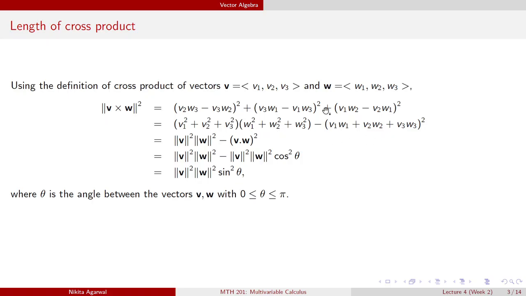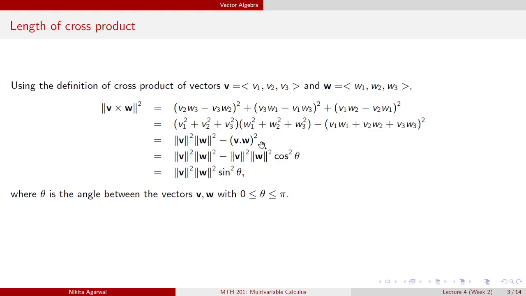I will not go into how to go from here to here. You can just expand all the squares and verify that this is equal to this. But now this is something that we know. If you look at the first term, v1 square plus v2 square plus v3 square, that is nothing but the square of the norm of v. And the second term is the square of the norm of w, minus this final term, which is (v dot w) square.